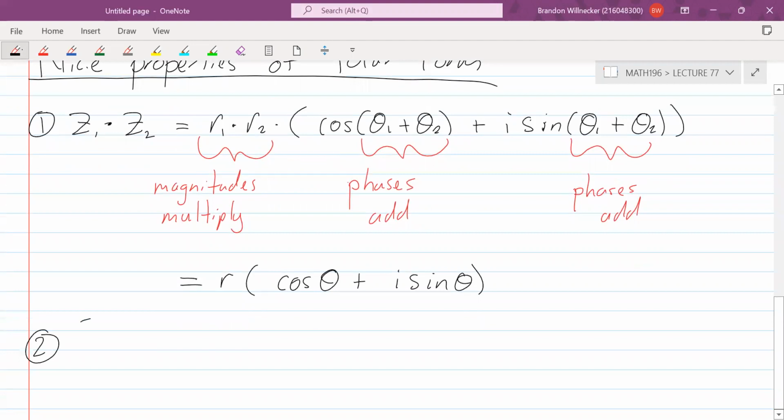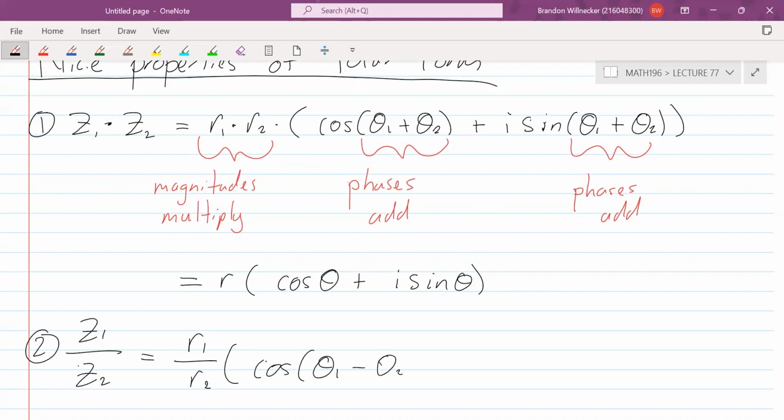So number 2, z1 divided by z2. Now again, we know how to do this using Cartesian form. How do we do it in polar form? Well, in the previous case, the magnitudes multiplied when we multiplied the complex numbers. When we're dividing them, the magnitudes get divided. And then we have cos(theta1 - theta2) plus i sin(theta1 - theta2). So it's a bit opposite to what happens when we multiply.